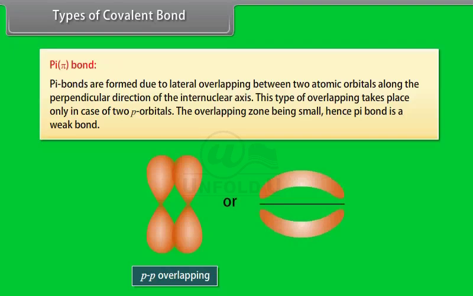This type of overlapping takes place only in case of two p orbitals, the overlapping zone being small. Hence, pi bond is a weak bond. Difference between sigma bond and pi bond.